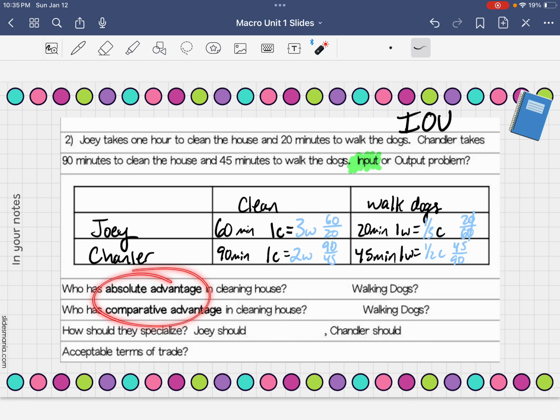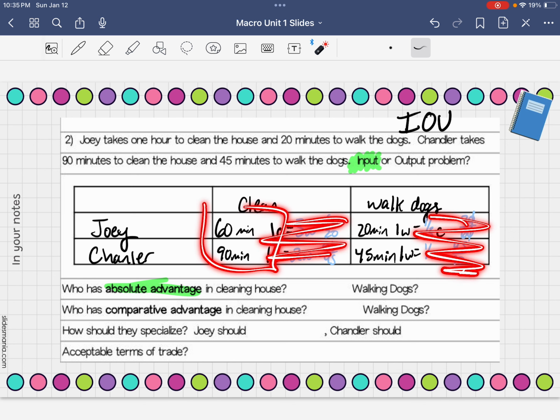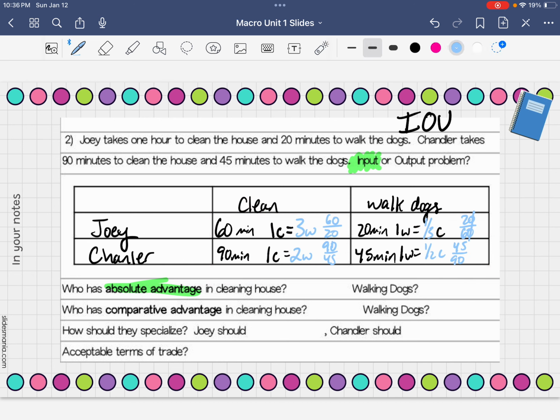And I completely forgot absolute advantage. Let's back it up. Absolute advantage requires absolutely no math. Pretend I didn't do all that. Take a look at just the numbers. Who is better at cleaning the house? Chandler takes him 90 minutes. Joey takes him 60 minutes. Heck no. We want Joey to do it. Why? Joey, because 60 minutes is less than 90.